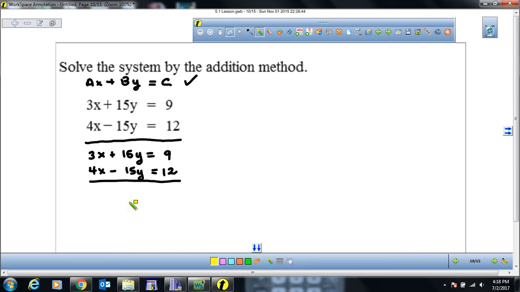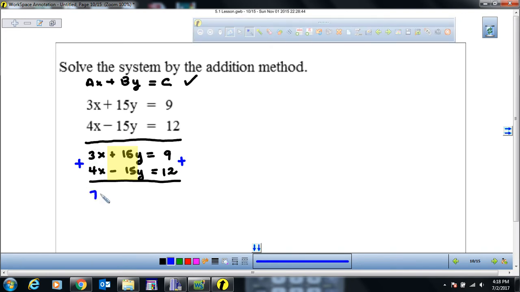What do you notice here? The y's already have the same number and opposite signs. So I don't need to multiply anything in this system. All I need to do is go to step 3. Step 3 tells you to add both equations together. Okay, so 3x plus 4x is going to be 7x, and 15y plus negative 15y is 0, cancels, equals 9 plus 12, which is 21. So you end up with 7x equals 21.